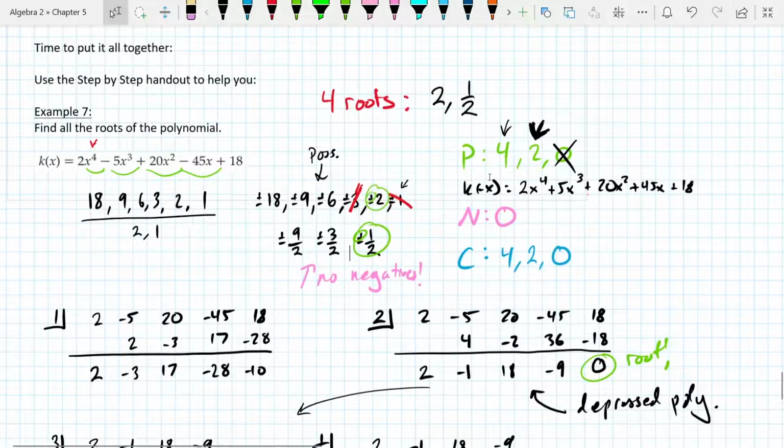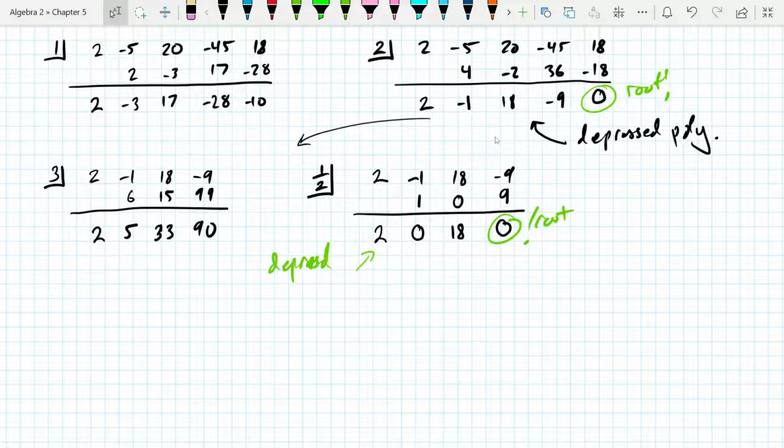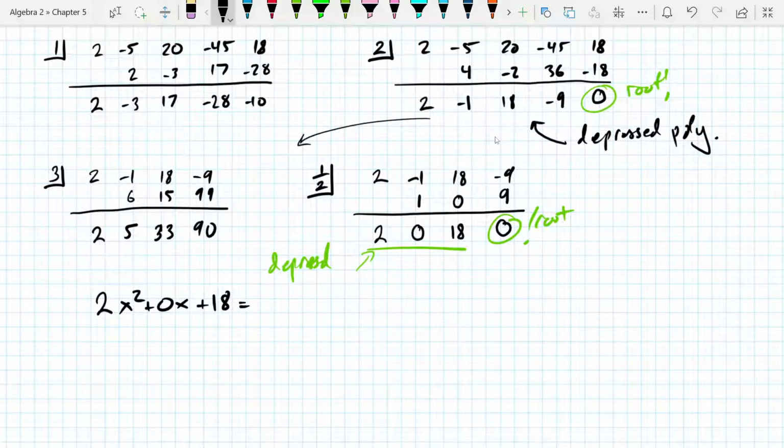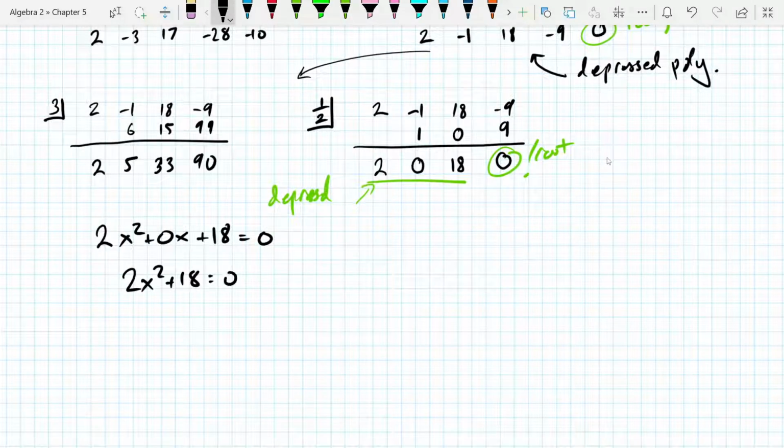All right, now I could keep doing synthetic substitution with this leftover polynomial. But what you might be able to recognize is this is another depressed polynomial. And you see how there's only 3 terms there? That means it's a quadratic. 2x squared plus 0x plus 18 equals 0. Now this is something I can actually solve. I'm going to drop the 0x there. I got 2x squared plus 18 equals 0. Let's factor out the 2. X squared plus 9 equals 0.